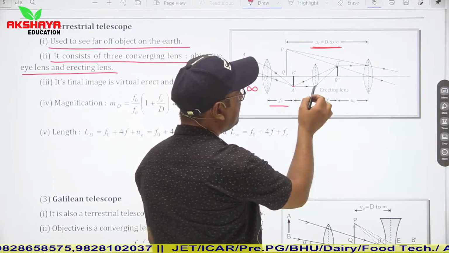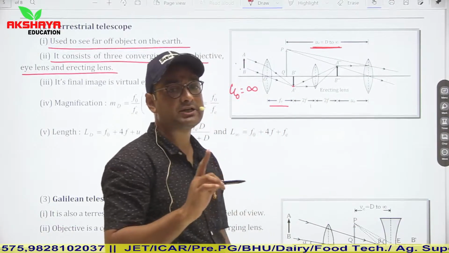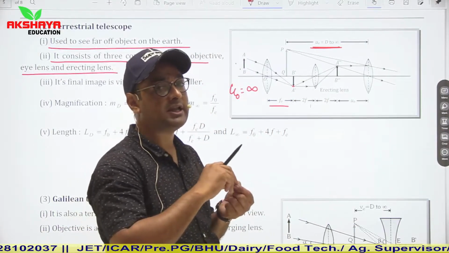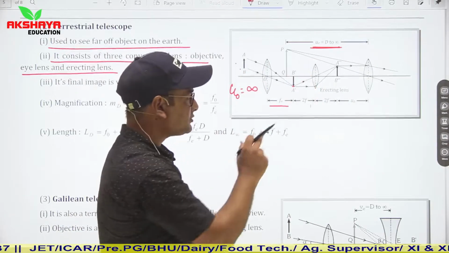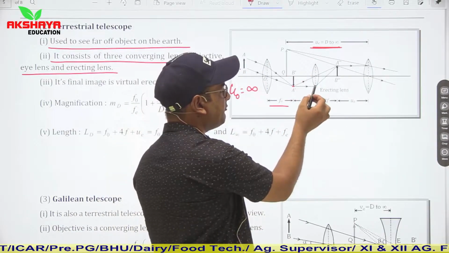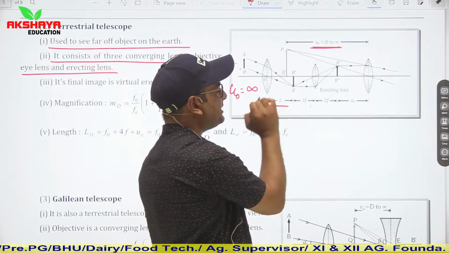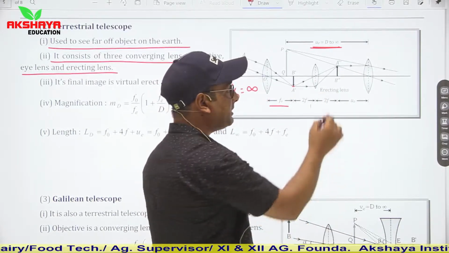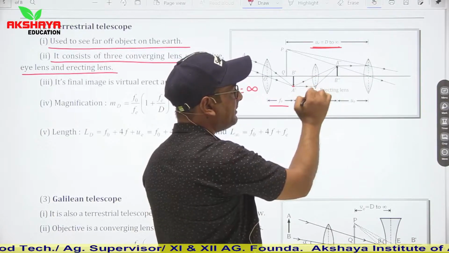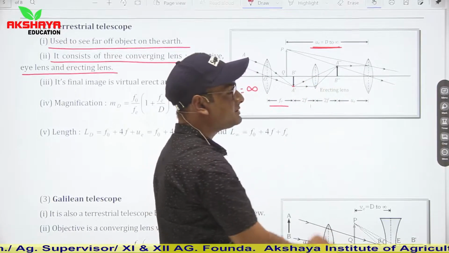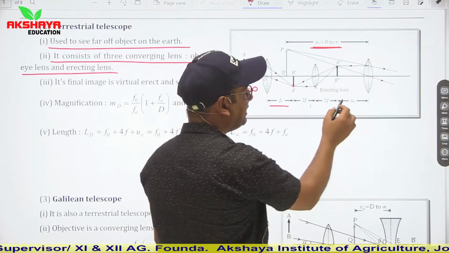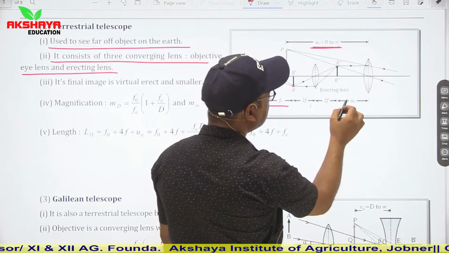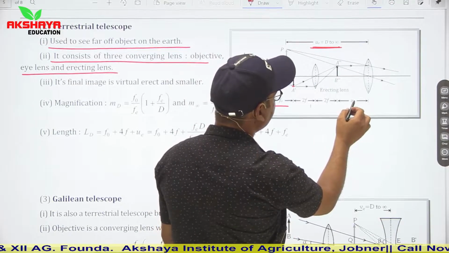Here we can say that when an object is placed at 2f1, then the image is formed at 2f2. This concept is used. Let us say for this erecting lens, the object is placed at 2f, so its image will also be formed at 2f, but it will be erect. So A double dash B double dash is again at 2f distance from the erecting lens, and for this eyepiece let us say that this distance is UE.